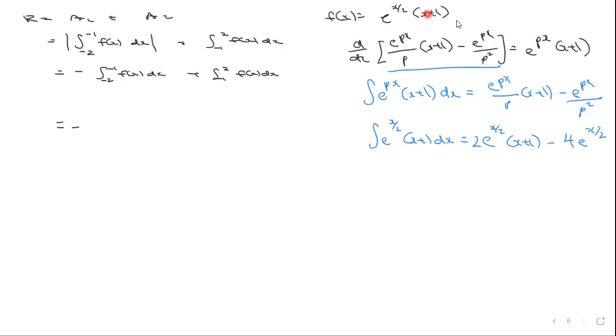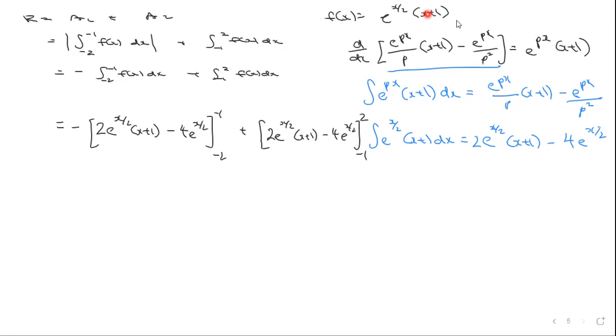So the integral of f(x) is 2 e to the x over 2 times x plus 1 minus 4 e to the x over 2, evaluated from -2 to -1, plus the same thing evaluated from -1 to 2. All right, so let us work out area 1 and area 2 separately.